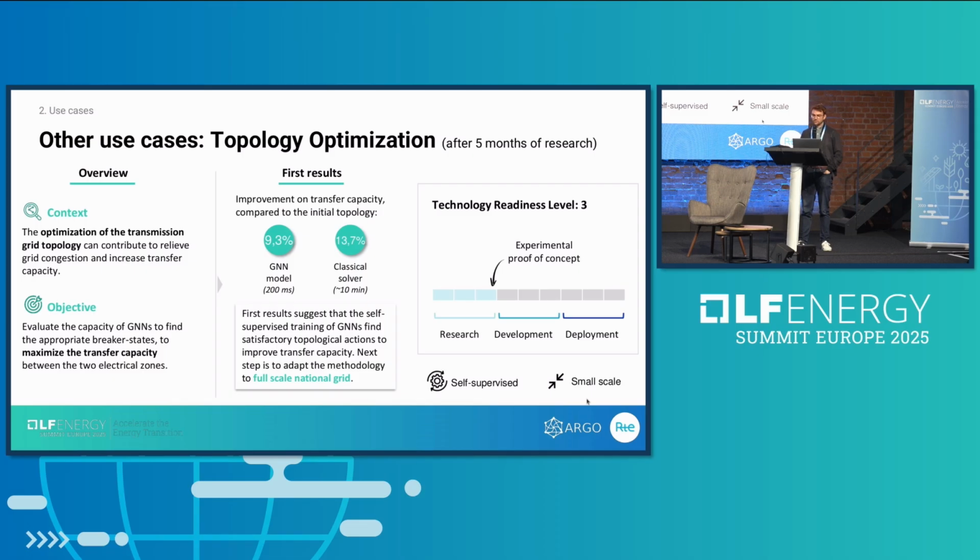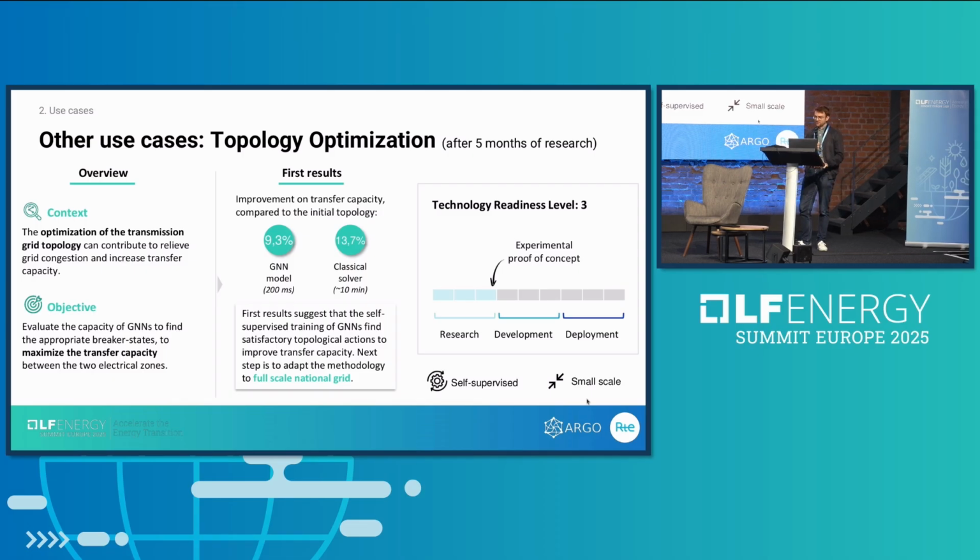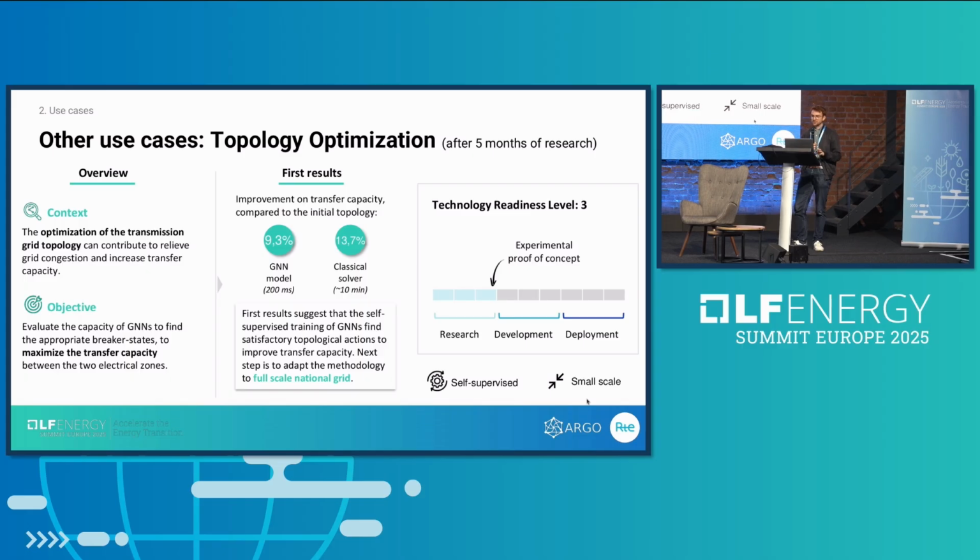Finally, the third use case that we are investigating is also a quite recent project, because we've been working on it for 5 months. It's related to topology optimization. It's a very different approach from the 50 Hz approach. Here we are focusing on a specific use case, which is the maximization of the transfer capacity between 2 neighboring TSOs. We are focusing on a very simple power grid that has only 12 substations.